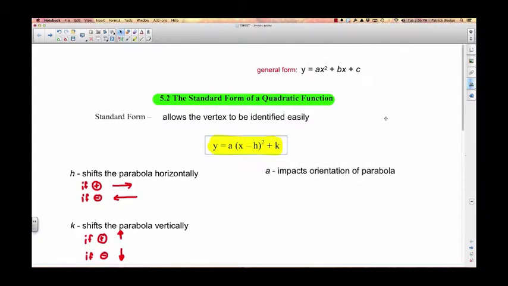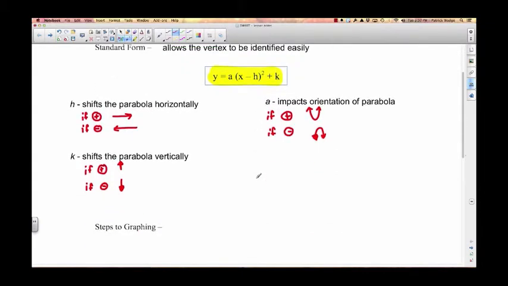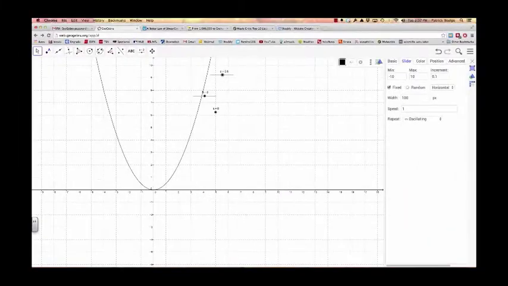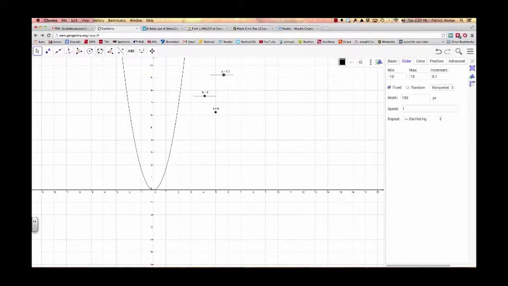A impacts the orientation of the parabola. So let's say if a is positive, then the parabola faces up. If a is negative, then the parabola faces downwards like that. I hope my little code I'm using for all these is making sense. I know I could put this all in words, but I thought this might be faster. Okay, last one. Still the a, and I'm sure you noticed this. There's something else that happens with a. As a gets bigger and bigger and bigger, what's happening to the parabola?